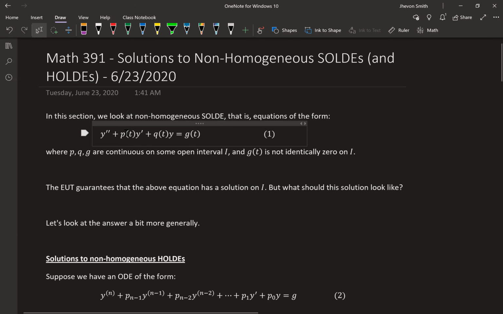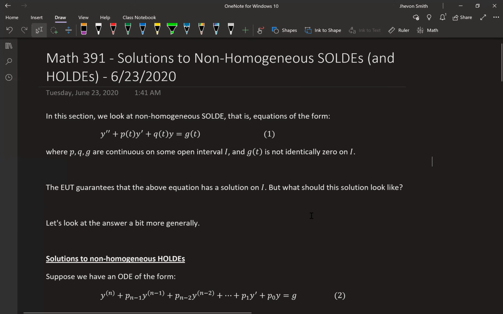So in this section, I want to look at a more generalized version of the equation we were looking at. For the last two classes, we always assumed that the right side was 0. Now I want to talk about the case where the right side is not identically 0. G is a function that's in general, it might hit 0 at certain points, but it's not always 0, right? The existence and uniqueness theorem guarantees that the above has a unique solution on I.